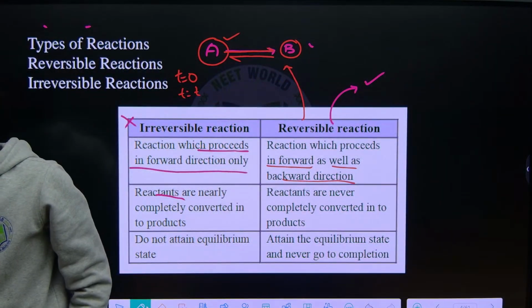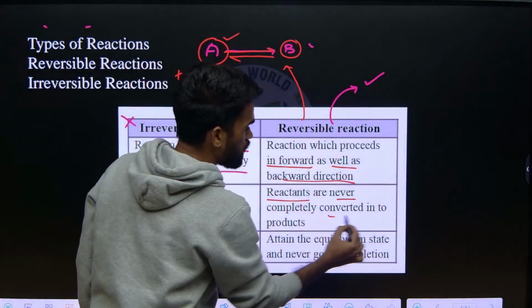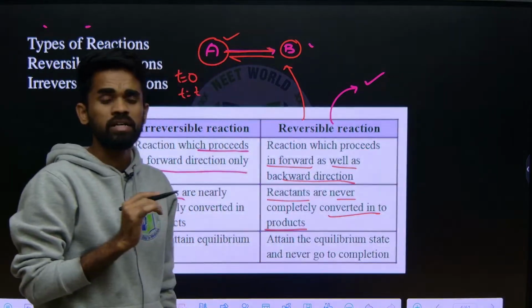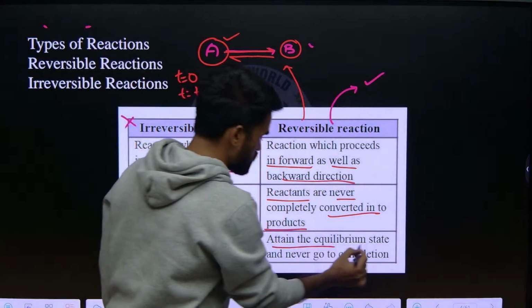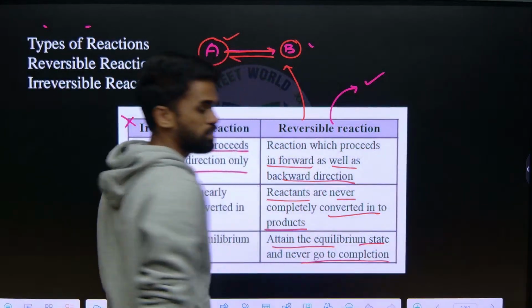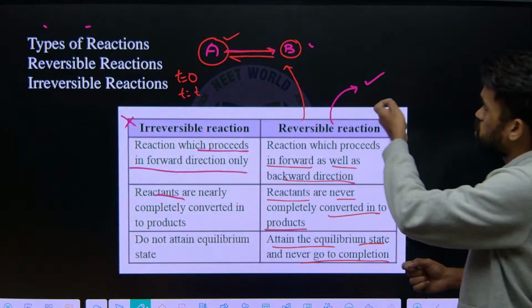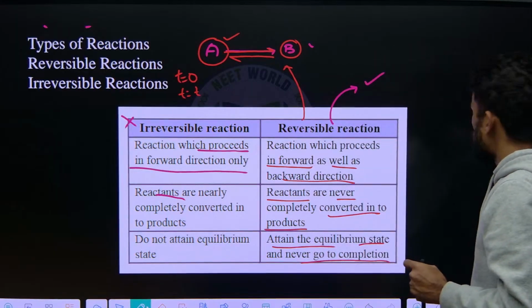Hope this is clear. Now see, reactants are never completely converted into product. It means 100% completion of the reaction never takes place here. So it attains the equilibrium state and never goes to completion. Yes, once it attains equilibrium, it will never go to completion. Hope this is clear. Right, let us move forward.